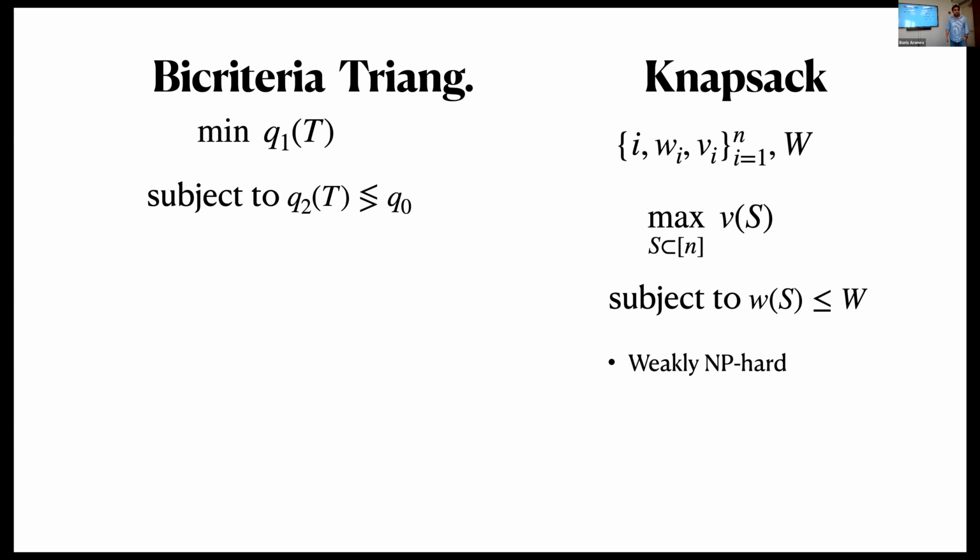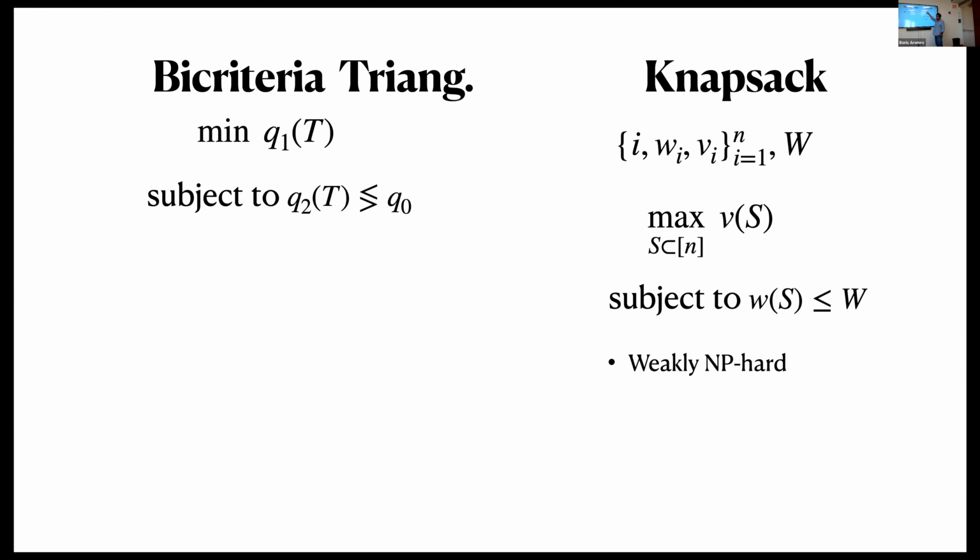This might be a silly question, but what is weakly NP-hard? So what that means is that you could have algorithms that... let me describe the input to knapsack and it will become very clear, right? The input to knapsack is a bunch of items that you can choose. Item i has weight Wi and a value Vi.